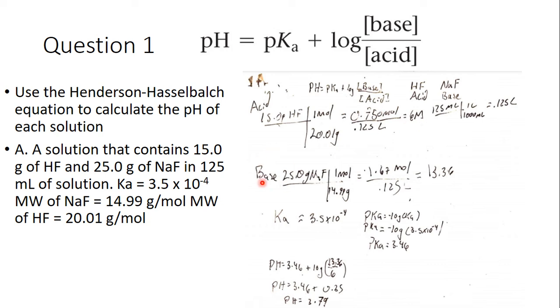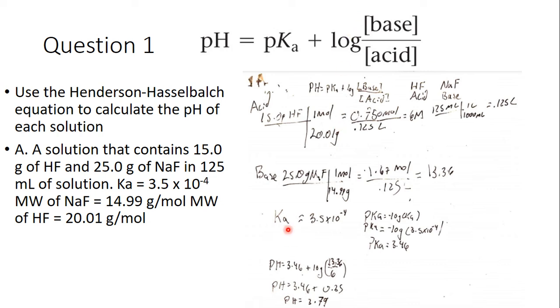For my base, I'm going to do the same thing. 25 grams of sodium fluoride, 14.99 grams per mole. I get 1.67 moles divided by 0.125 liters. It's the same volume because they're in the same solution, and you get 13.36 molar. So I have my first part of the Henderson-Hasselbalch.